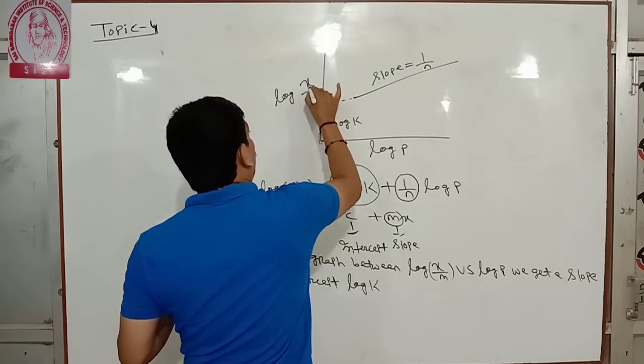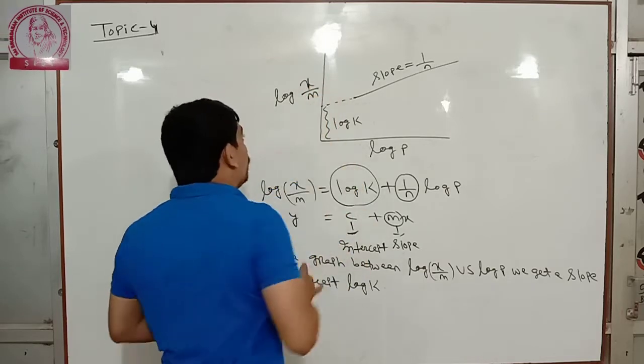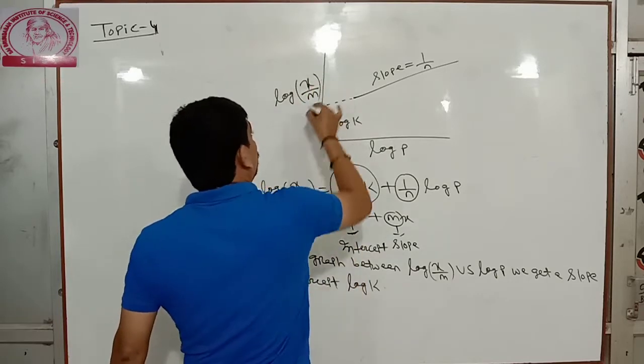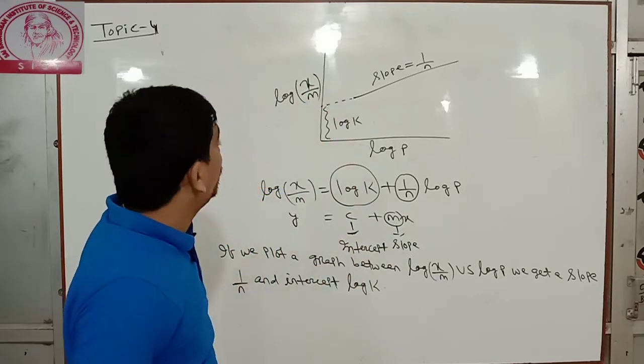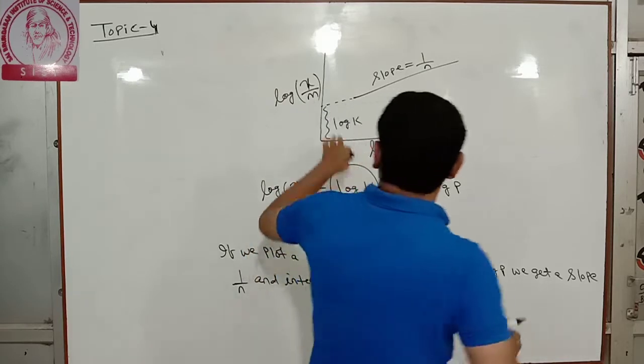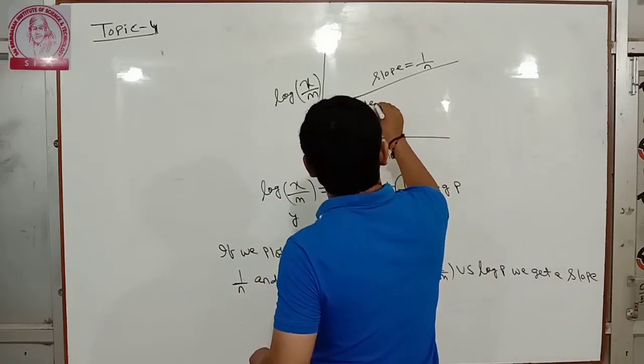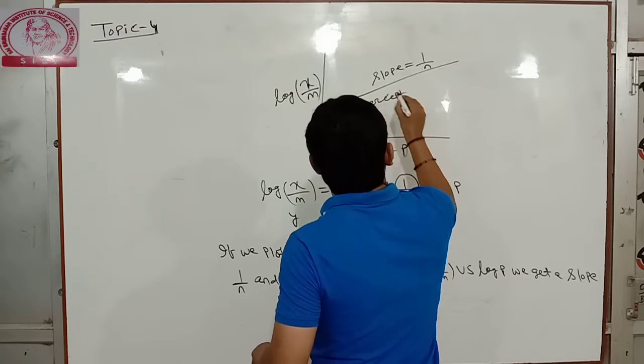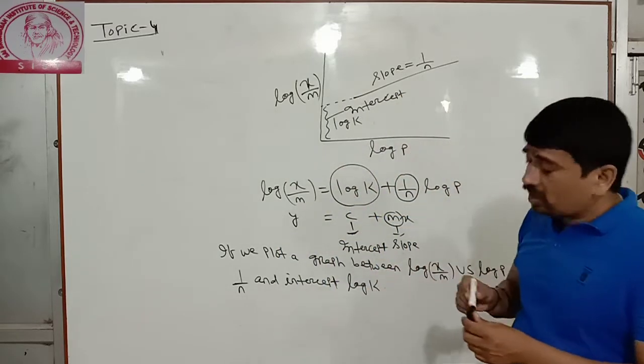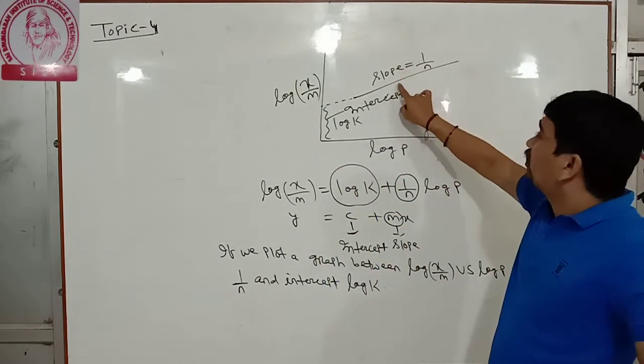X by m versus log p. We have to plot this graph, log x by m versus log p. So what will be the slope and the intercept? Intercept is how much? Log k, and the slope of the line, slope of the curve.